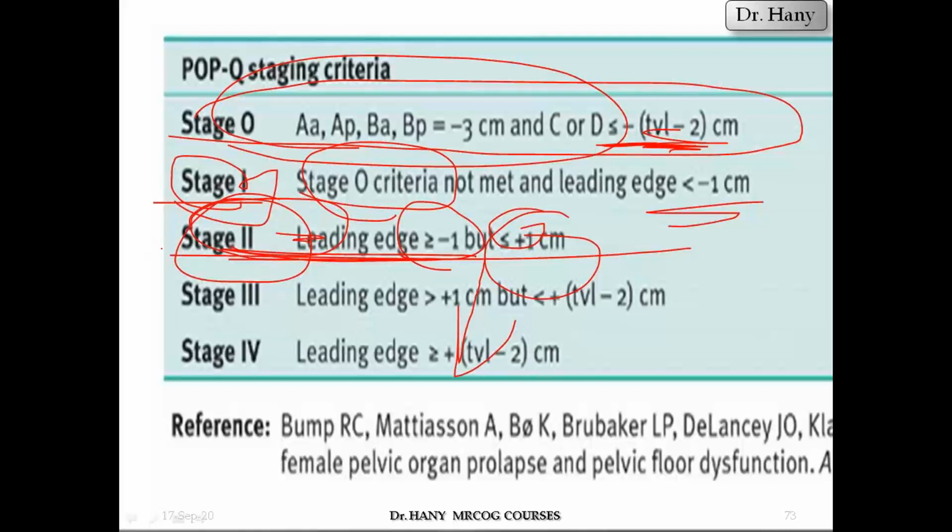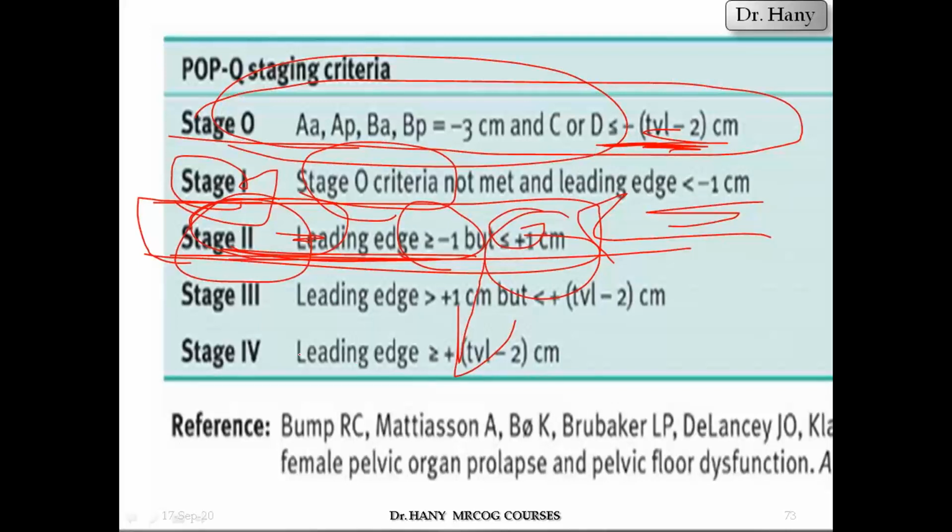Why? Because 1 centimeter above and below. This is the secret, actually, of all of it. If you forget the POP-Q, remember stage 2. -1 and +1, stage 2. Higher than this, stage 1, up to -6. Lower than this, stage 3. Completely outside, more than +6, it will be stage 4.